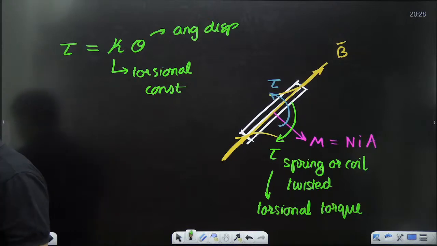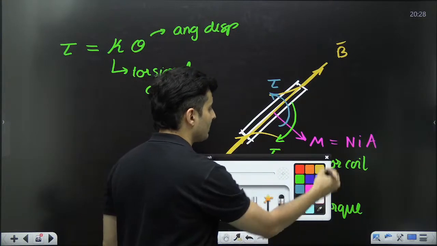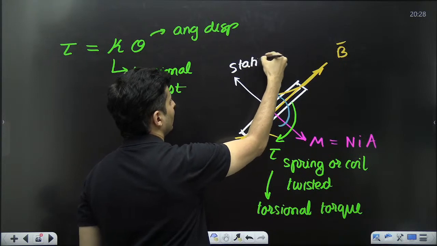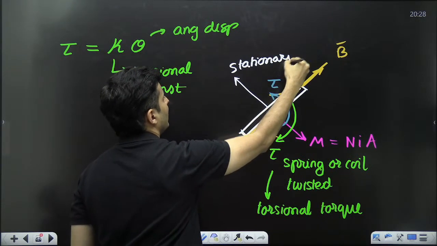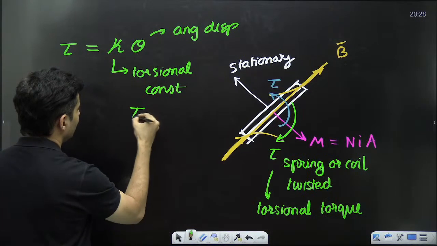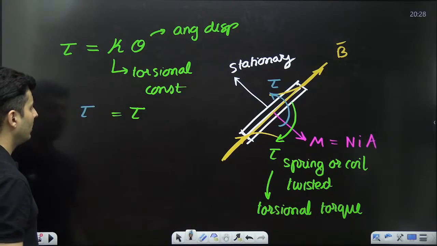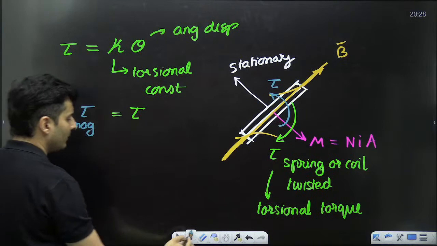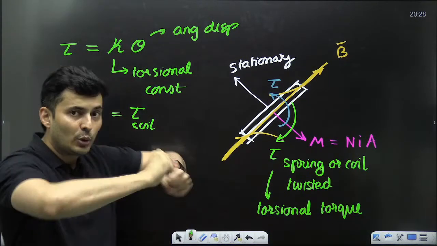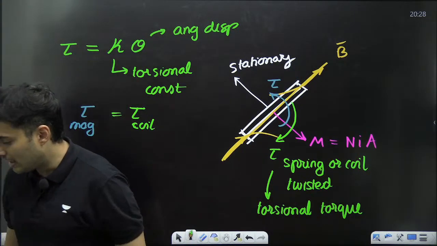Is that clear, my dear students? Now, when this particular needle is stationary, then what can you say? This torque and this torque are cancelling out each other. This torque is being balanced by this particular torque. This one is because of the magnetic field. This one is because of that coil, that's the torsional effect, twisting effect. Understood, Sivakumar?